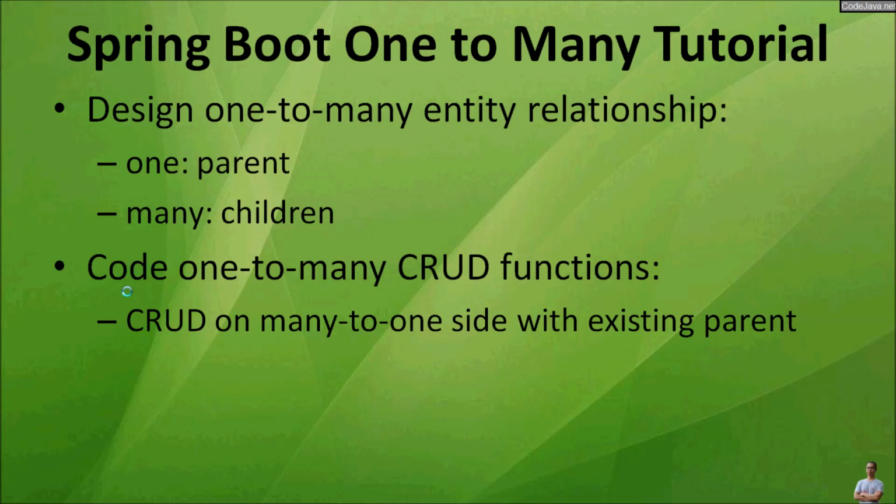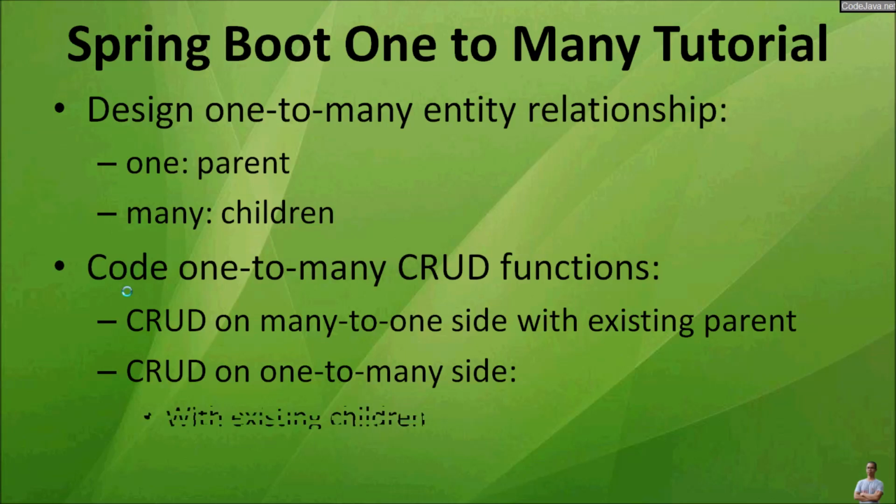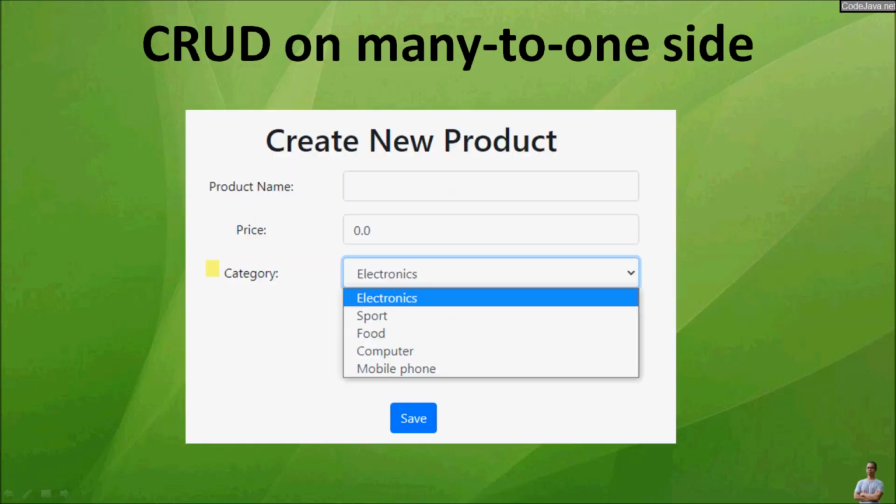different cases. The first case is CRUD on many-to-one side with existing parent, and the second case is CRUD on one-to-many side with existing children, and the third case is CRUD on one-to-many side with new children. And this picture will help you understand the first case with many-to-one relationship between product and category. That means a category contains one or more products and a product belongs to only one category.